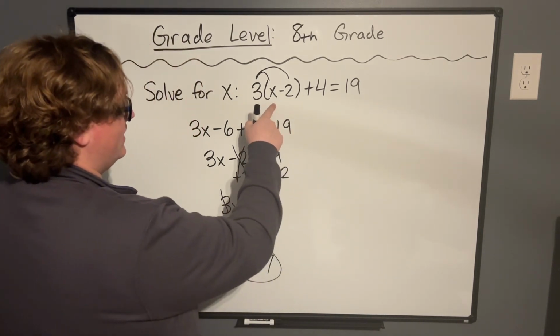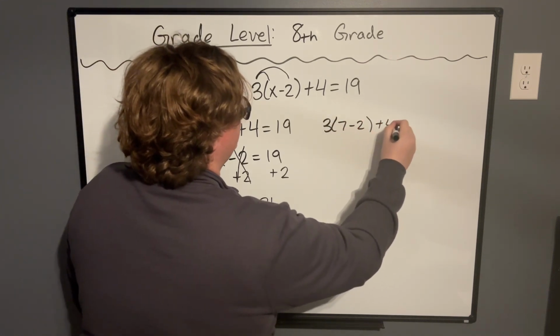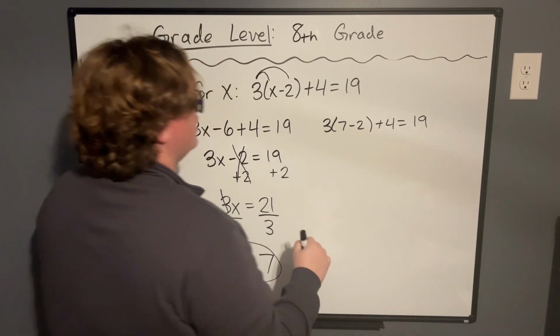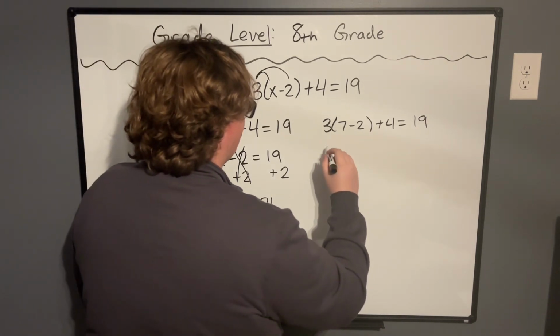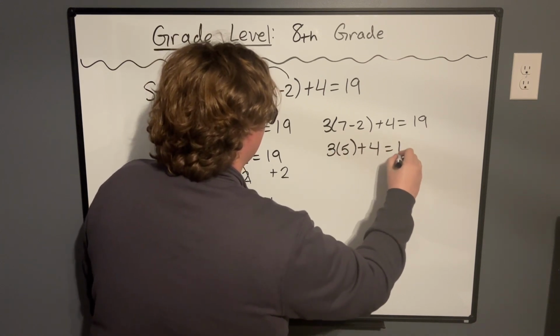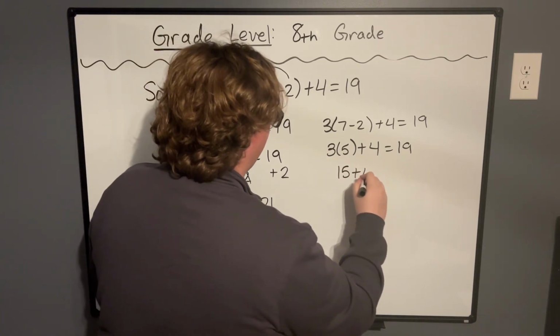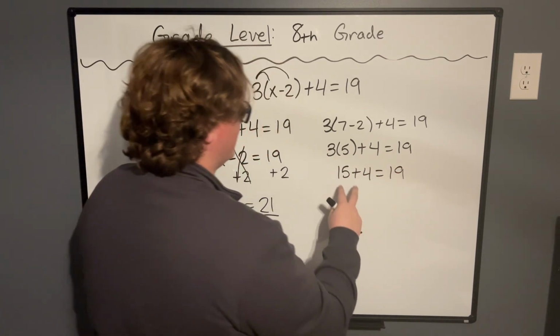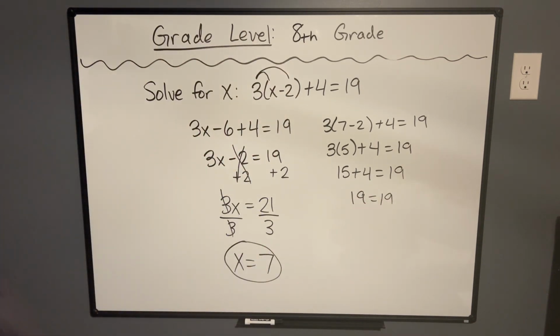So if I plug 7 in for this x, I get 3 times 7 minus 2 plus 4 equals 19. So remember, I always will do the parentheses first. So 7 minus 2 is 5. So I get 3 times 5 plus 4 equals 19. And this 3 times 5 is 15. So 15 plus 4 equals 19, right? Because 15 plus 4 is 19. So we have that 19 equals 19, and we know that our x value worked. So that's our answer for the 8th grade.